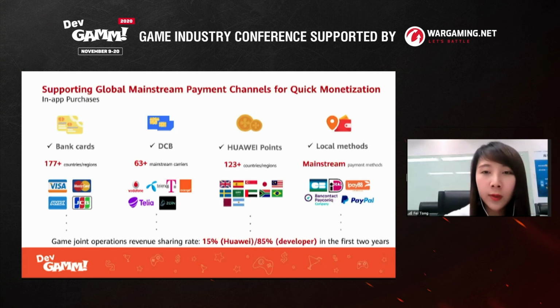The original revenue share percentage on IAP was 30 to 70, where Huawei gets 30. Now, if you sign the game joint operation agreement with us, we will only share half. So we will only share 15% of the revenue in the first 2 years after the joint operation agreement is signed. If you would like to join us, please join now. It's a good time.